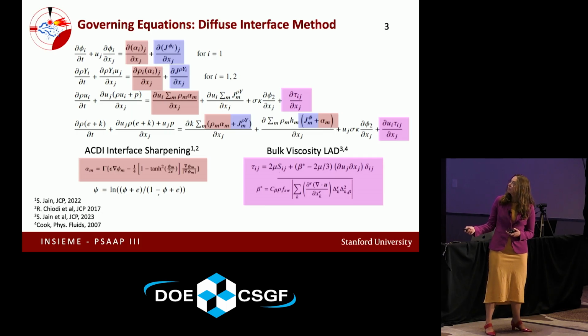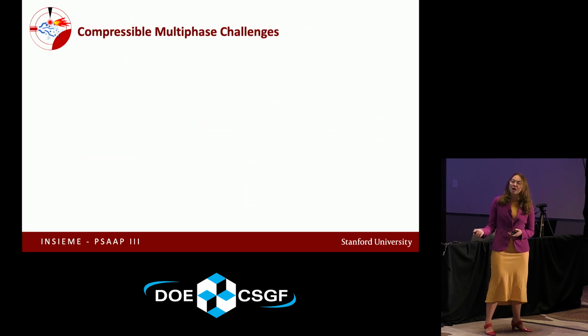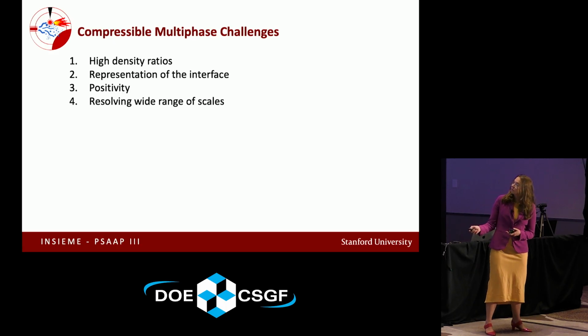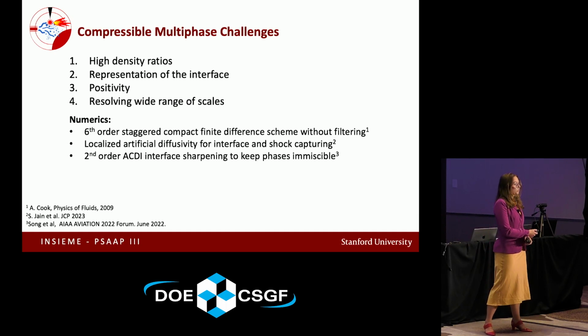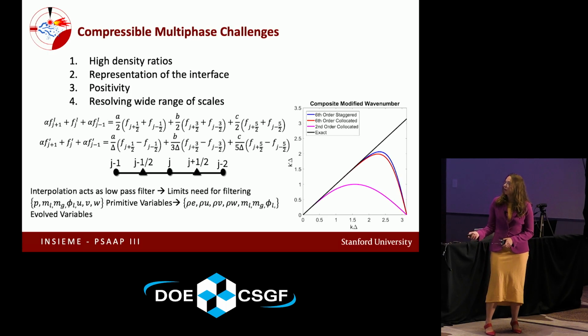So let's now talk about the challenges of multi-phase methods. We have high density ratios. We need to represent the interface. We need to maintain positivity of the 2 species and also resolve a wide range of scales. How I'm addressing that is by using a 6th-order staggered compact finite difference scheme and treating the interface with material LAD and interface sharpening. So what is the compact finite difference scheme? Here are the stencils for the interpolation and derivative that I'm using.